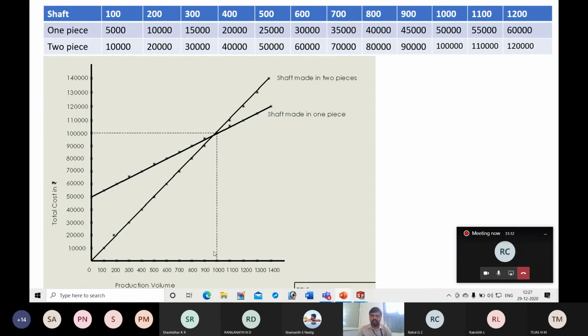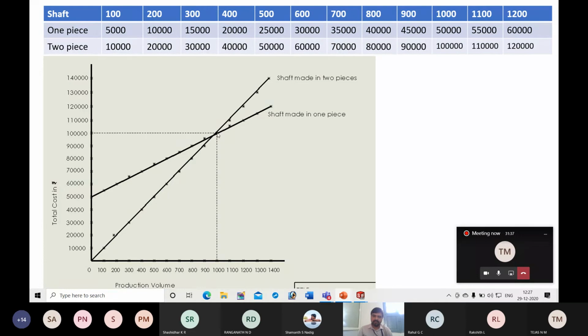That means if the company is producing 1000 shafts, then whether it goes for the shaft made in one piece or the shaft made in two pieces, the cost remains the same. It has to invest the same amount of money. The total cost remains the same.